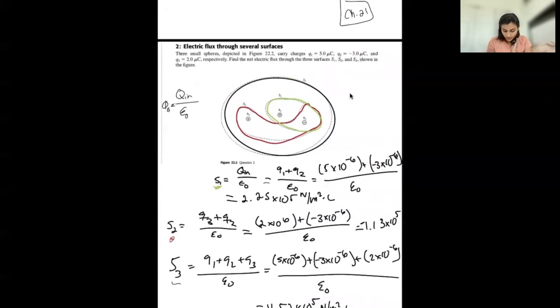It's also important to note that if no charges are encompassed, then my electric flux is 0 because there are no charges encompassed.